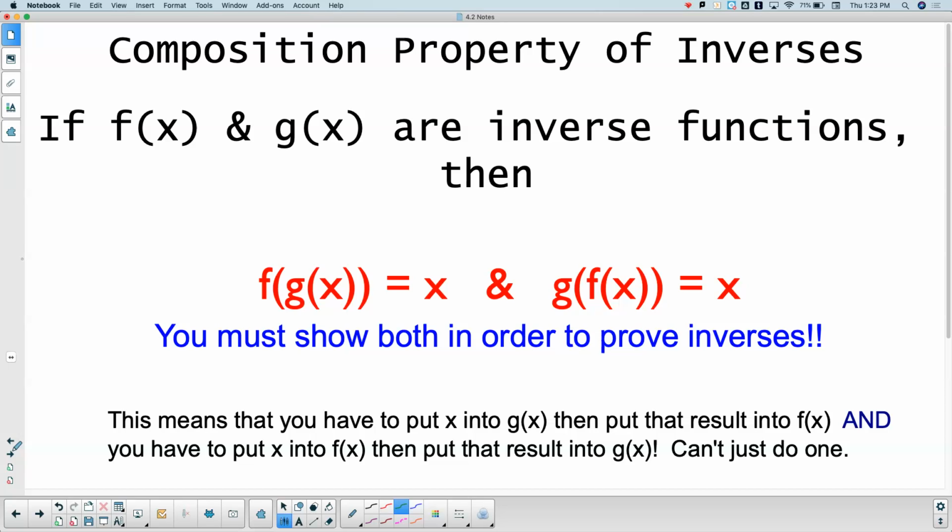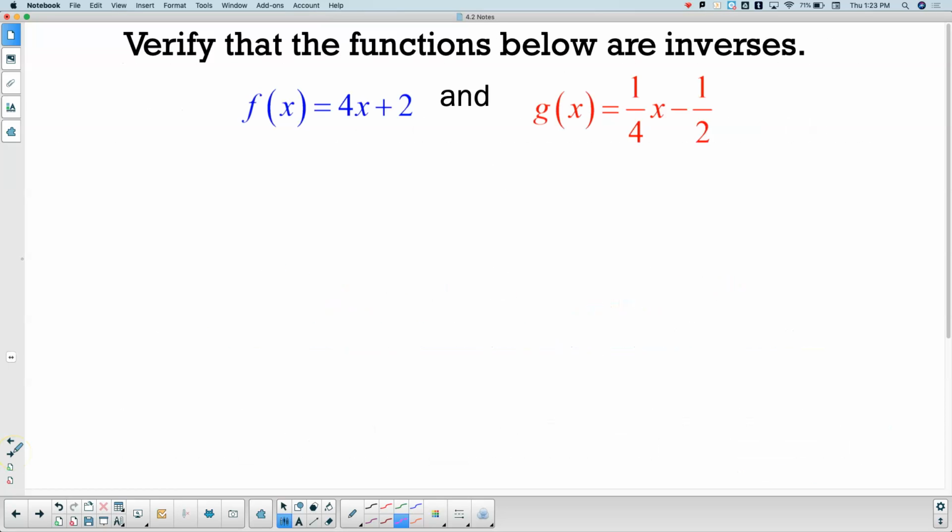But if it does work in the first one, you gotta check it in the second one. If it works in the second one, then they're inverses. If it doesn't, they're not. Now, I understand that there's lots of wordage on there. The kicker is that you can't just do one. You gotta do them both. And let's put it to work.